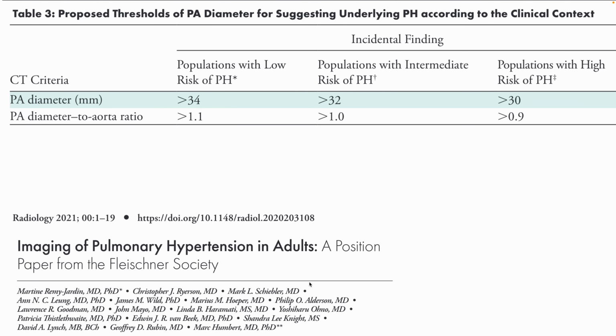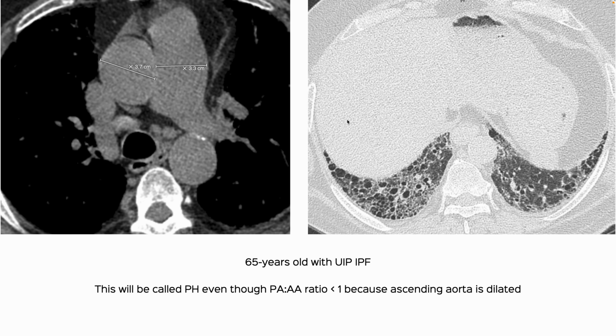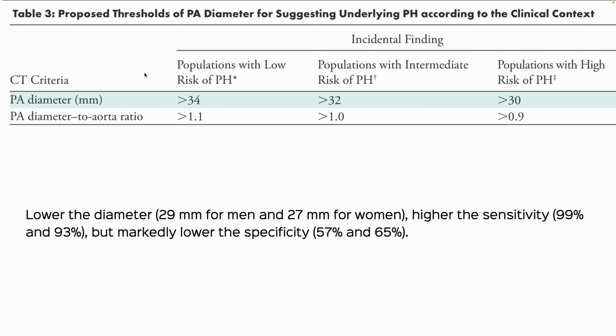There was this paper from the Fleischner Society which talked about these cutoffs. I typically use 32 millimeters because the population we have usually has some form of interstitial lung disease or COPD. You can see a typical patient here with UIP, IPF, and an MPA of 33 millimeters, where I will say in the report that there is likely pulmonary hypertension. The PA to AA ratio doesn't work in our elderly patients most of the time because most of them have ascending aorta dilatation, and so this fails, and the raw diameter is perhaps the most important.